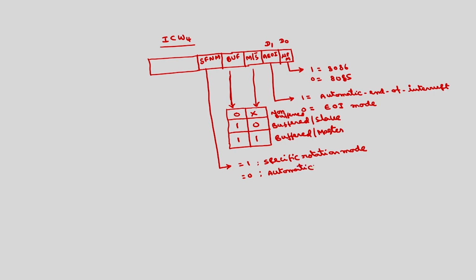As I have discussed these modes in the last class, in case of automatic rotation mode, the priority which was recently served will be given the lowest priority, and then in the order of these IRs the priority will be assigned. Whereas in case of specific rotation mode, the lowest priority can be assigned to any of the IRs by the user. So, these are the 5 bits, the remaining 3 are don't cares, and this is the A0 bit. A0 is equal to 1 for ICW4 also.